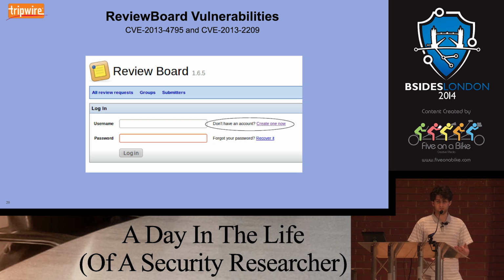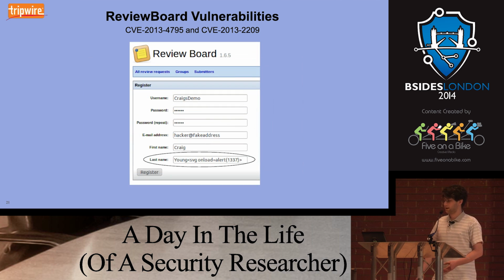The first thing that you see when you log into ReviewBoard is that, at least under the default configuration, it's set up so that if you don't have an account, you can create an account. So that's what we're going to go ahead and do. And in the account creation field, you can see here that I've entered my name and a username and a password, but for my real last name, I've got this SVG onload tag, which is one of the cross-site scripting locators that we talked about a little bit earlier.